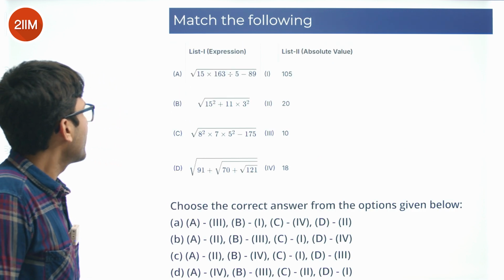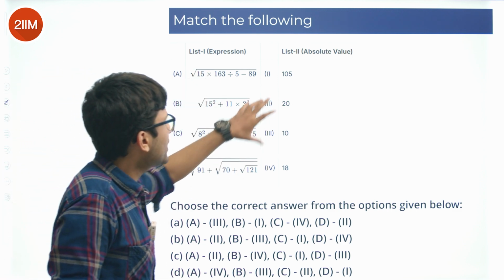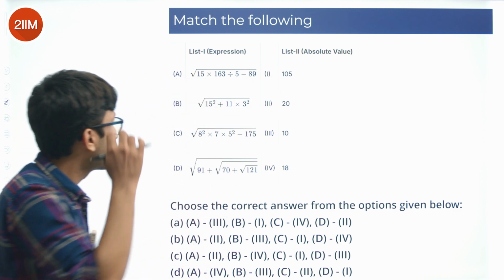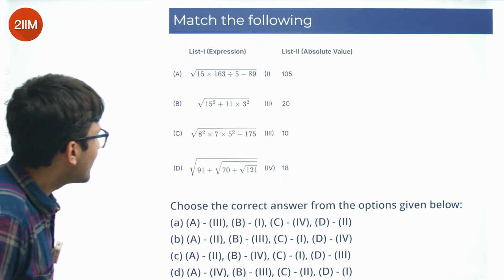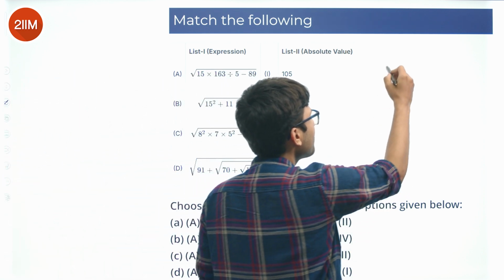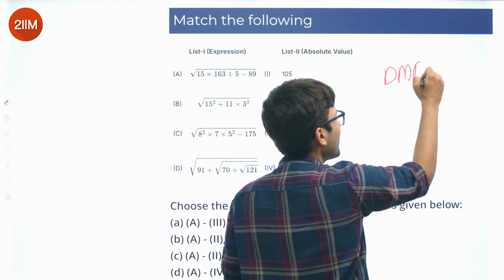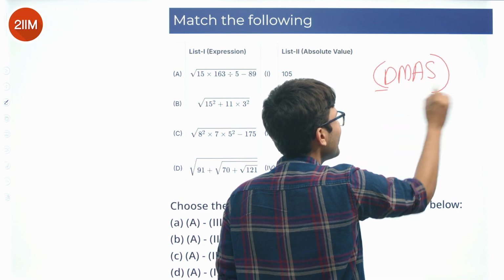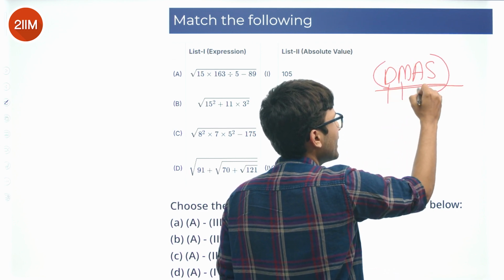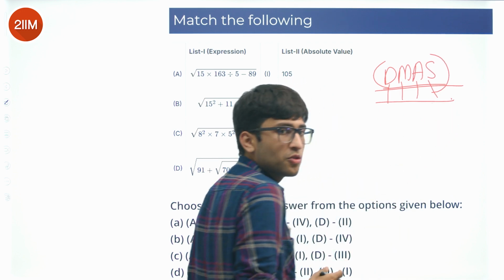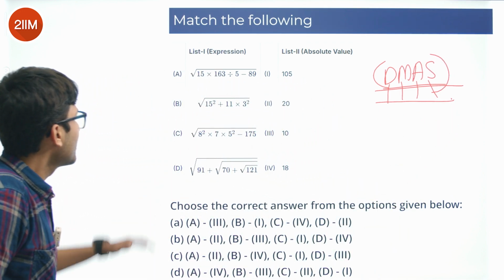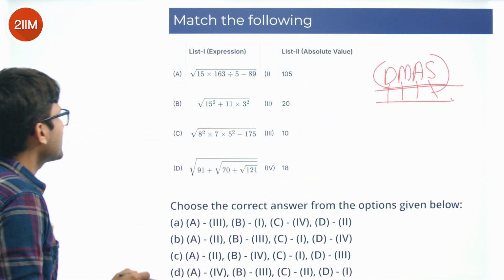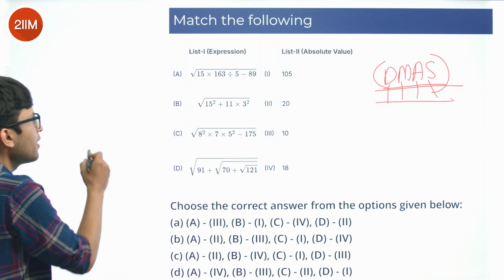Match the following. List 1 is having few values and I have to match it with list 2. Here the basic maths which we learned beforehand would come again. DMAS. This rule we learned: division, multiplication, addition, subtraction. This is the rule which needs to be followed to get the answers on the LHS side. First of all, let's start with option number A.